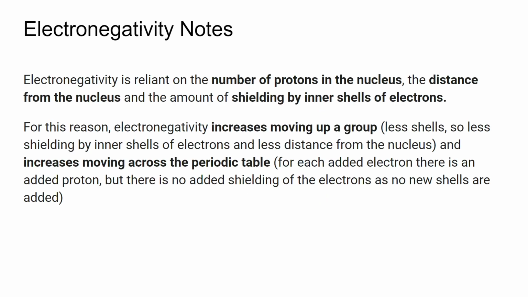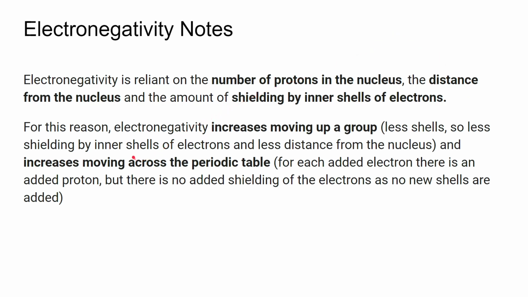So, electronegativity notes. Please write these in your books. Electronegativity is reliant on the number of protons in the nucleus, the distance from the nucleus, and the amount of shielding by inner shells of electrons. So pretty much the same thing as for ionization energy. It's kind of the opposite of ionization energy, if you want to think about it like that.